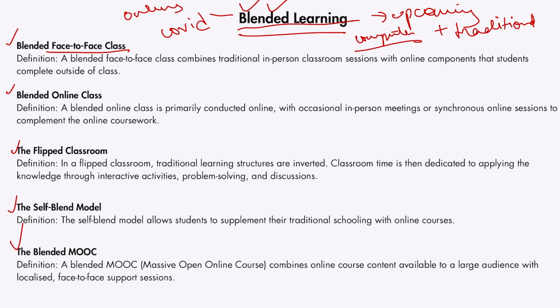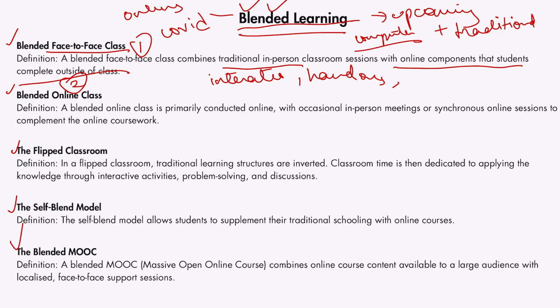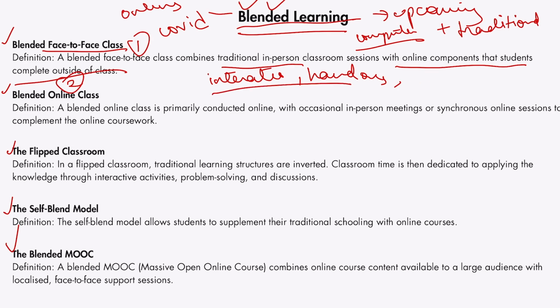A blended face to face class combines traditional in person classroom sessions with online components that students complete outside of class. So, first is face to face, and second is online learning. The face to face is used for interactions, hands on activities, while online materials provide additional instructions and resources. So, interactive and hands on for face to face, while assignments, additional instructions, then they do it online.